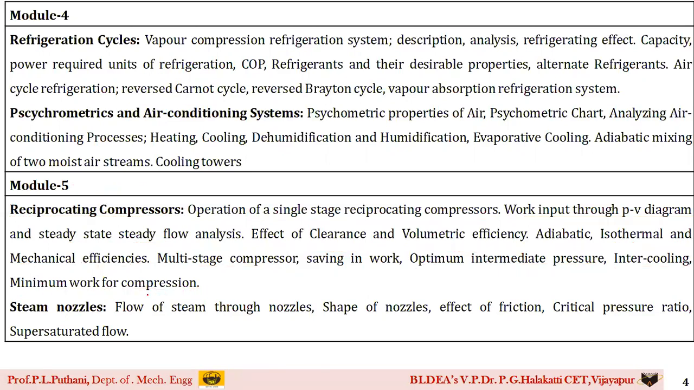Another part in module number 5 is the steam nozzle, students. Here we will study how the flow occurs through the nozzles, how the flow of steam develops through these nozzles, the shape of the nozzles, and the effect of factors such as friction, the critical pressure ratio, as well as a type of flow known as supersaturated flow. So this is the syllabus for your applied thermodynamics subject.